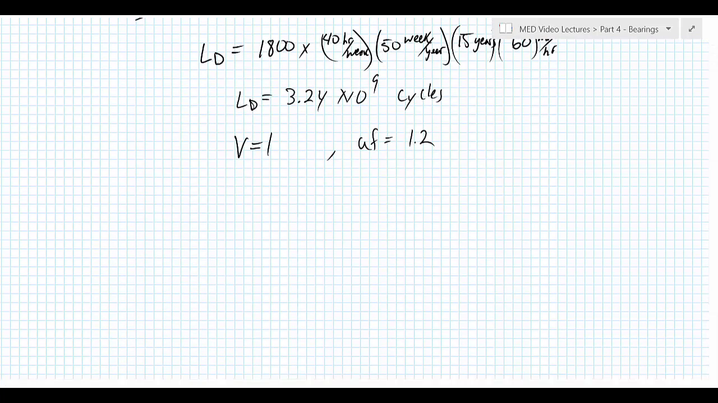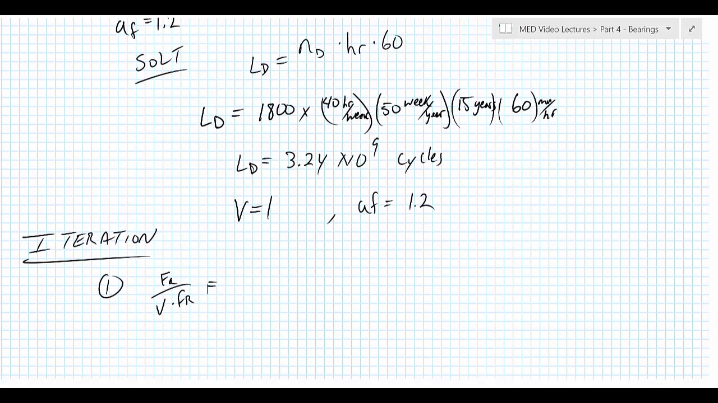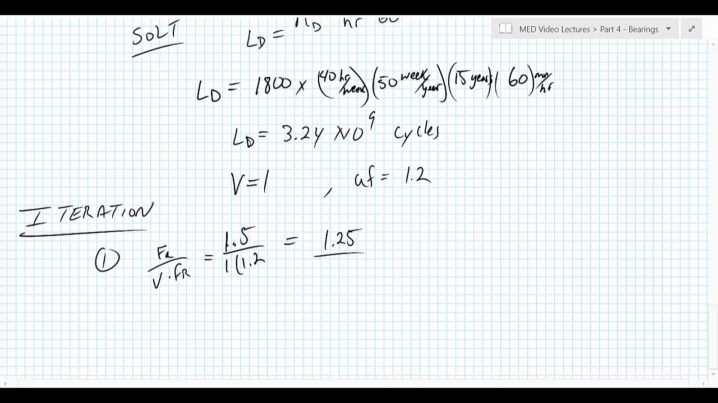So let's begin this iteration process. I said first, let's calculate the constants. So the constants that we care about, one is our FA over V times FR. In this situation, 1.5 divided by 1 times 1.2, or 1.25. That's one constant we'll care about.